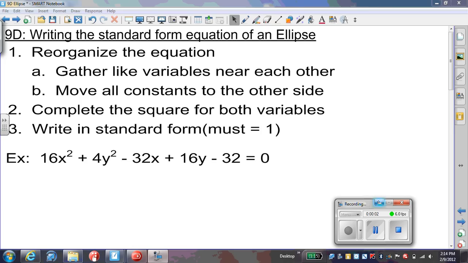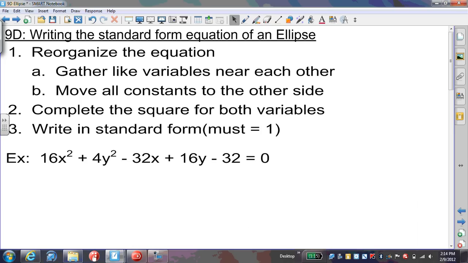In this lesson, we're going to study how to write equations of ellipses. So this is 9D, and again, put them into standard form so we can graph it. Notice all of the equations start in general form. So what we see right here is general form.